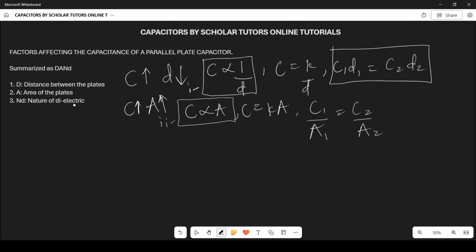Now let's go to nature of the dielectric. The dielectric material is an insulator placed in between the plates of the capacitor, like I said earlier. The stronger the dielectric strength of the dielectric material, the greater the capacitance. That is, capacitance and dielectric strength are directly related. So if you have an increase in capacitance, then you have an increase in dielectric strength. Let's call the dielectric strength K. Please note it is different from the other K we've been using. So we can say the capacitance is directly proportional to K.